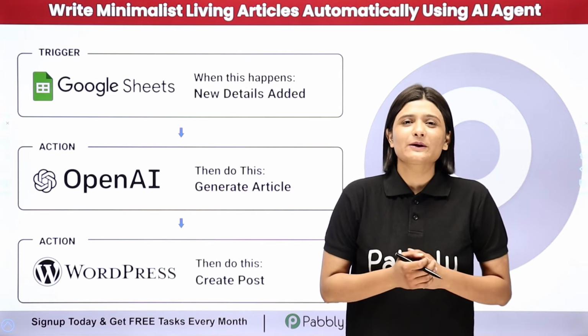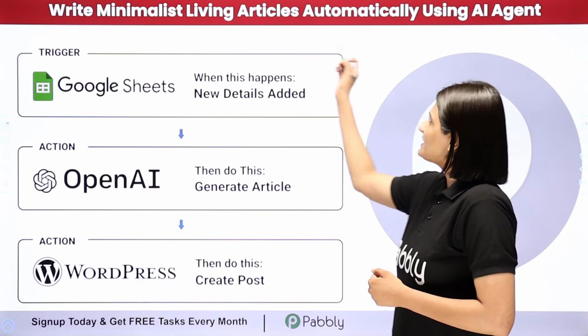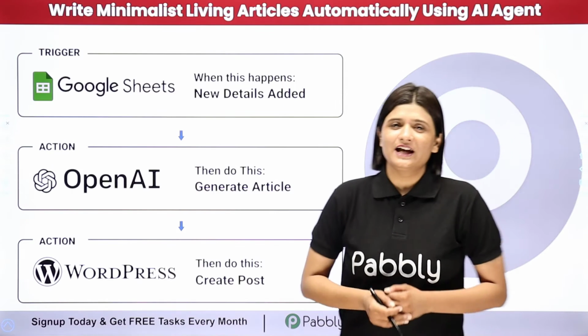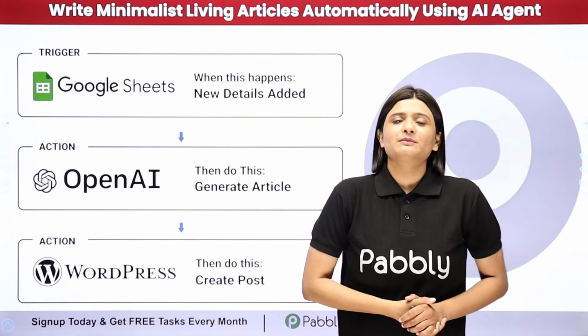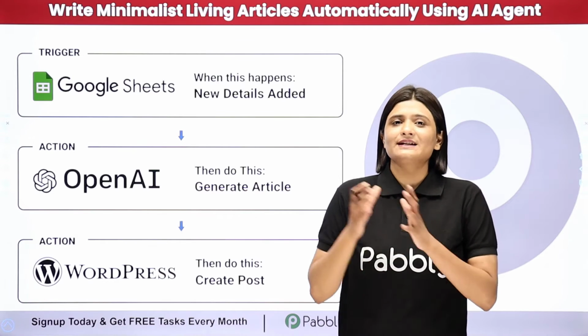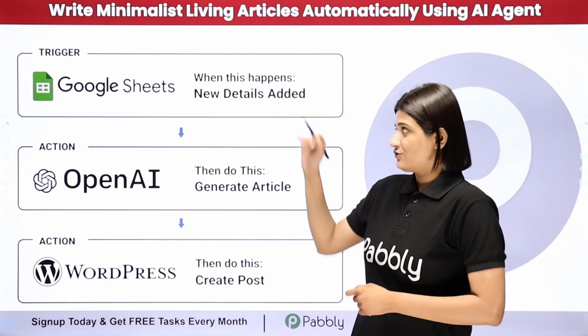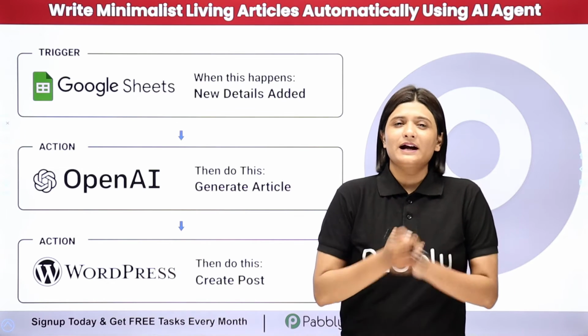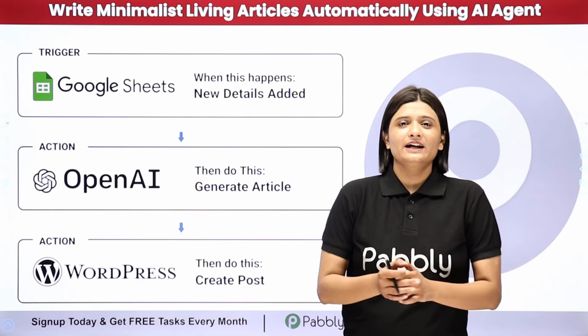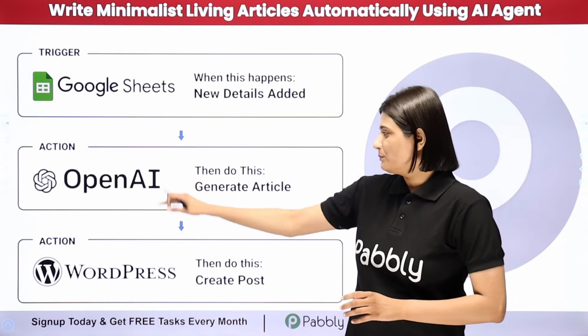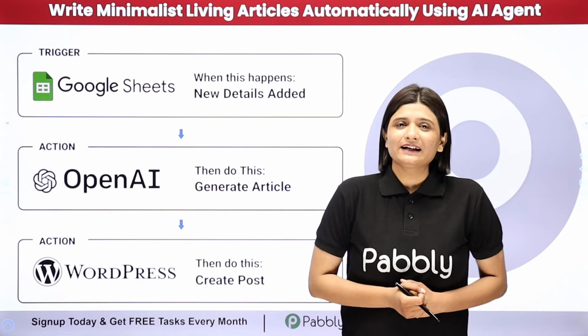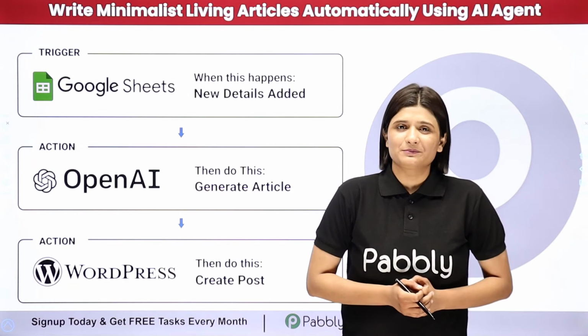In this video, we are going to learn how to write minimalist living articles automatically using AI agent. So let's suppose I am a blogger and I promote minimalist living. Now I want that whenever I add a new title in my Google Sheets spreadsheet, the article should be automatically generated using OpenAI. Here I am going to use my AI agent as OpenAI and it should be automatically created as a post on my WordPress.